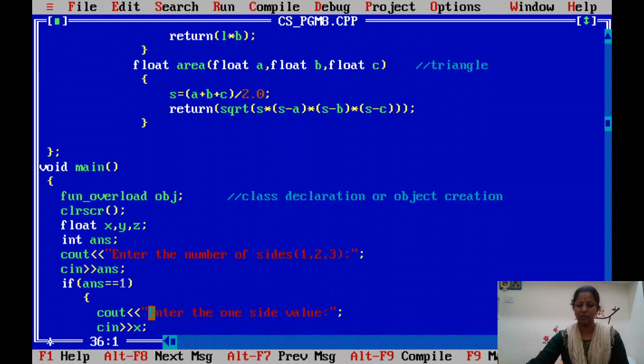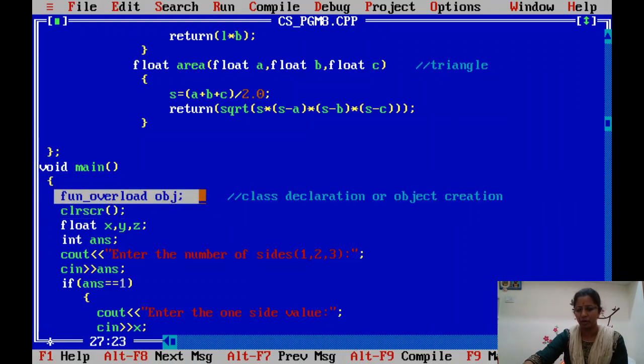Then program execution begins with void main. See here, in the theory also, I have explained two different programs. This is your practical program. In your practical, we are not giving a call by value method with a constant value. Here we are giving different variable values. So we are creating an object for the class with the class name function overload. Then memory will be created for your data members and member functions.